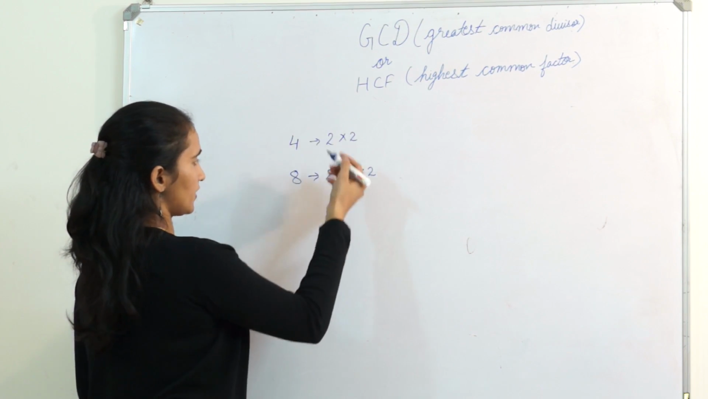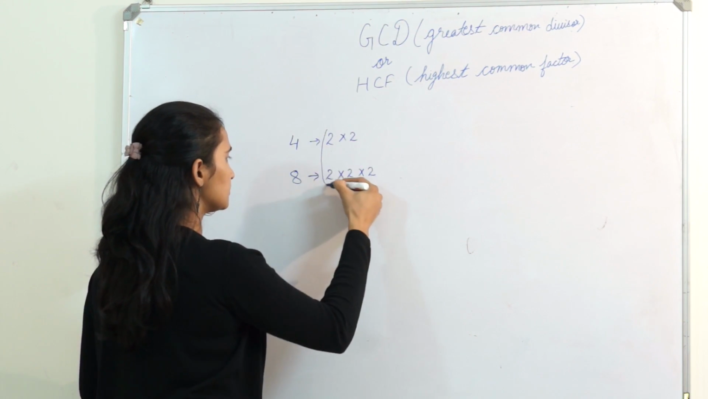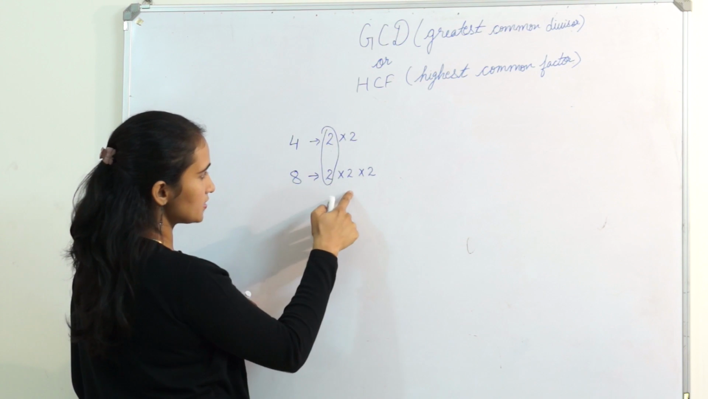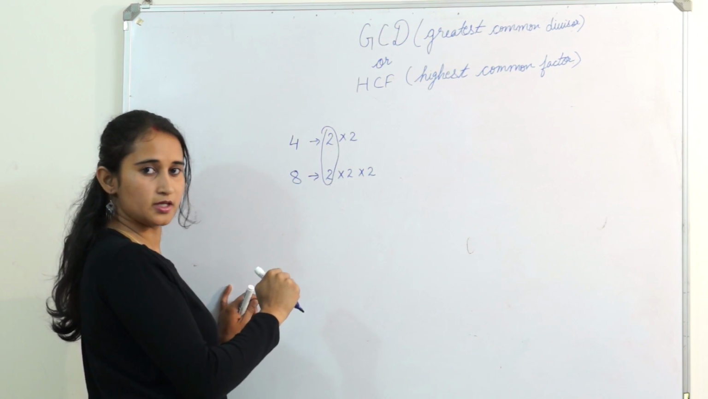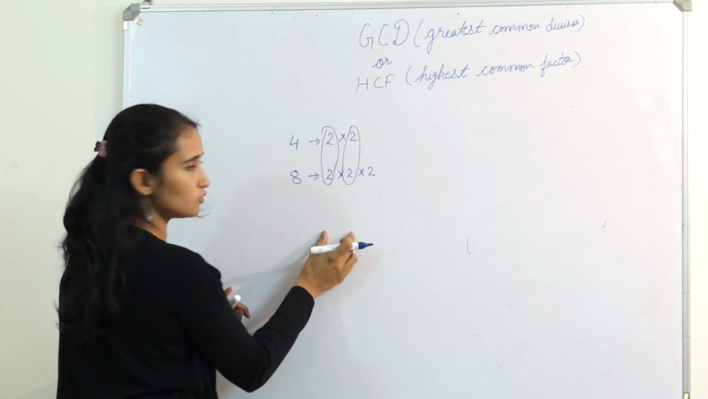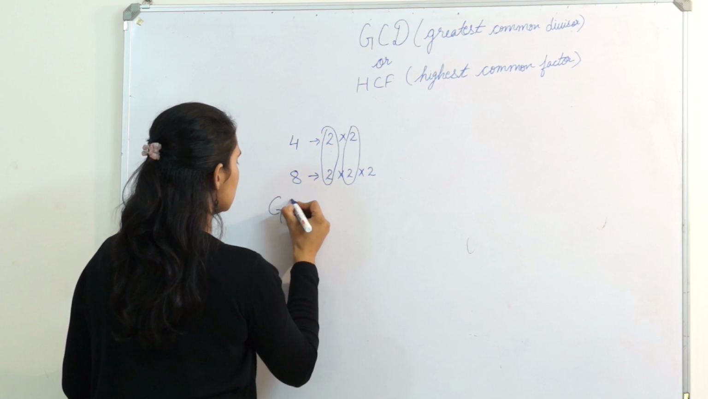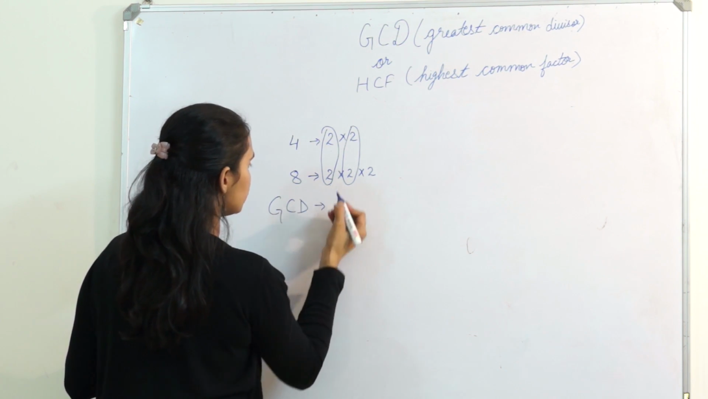Now what are the common factors here? 2 is common in 4 and 8. Yes. Again, I can see there is one more 2 that is common in 4 and 8. So let's circle it. Let's take these two common 2's outside. Okay, so that is my GCD, greatest common divisor.